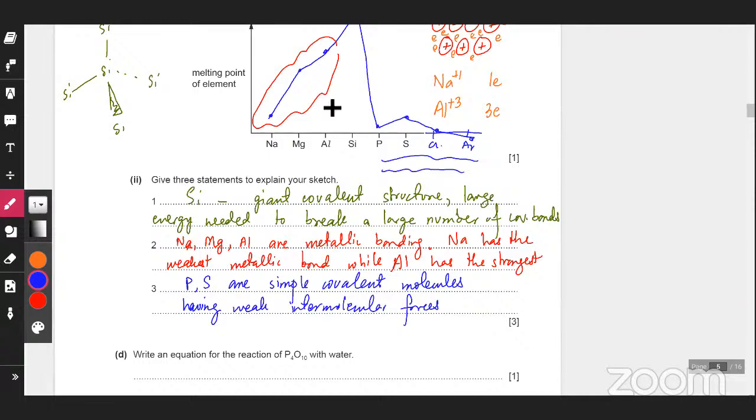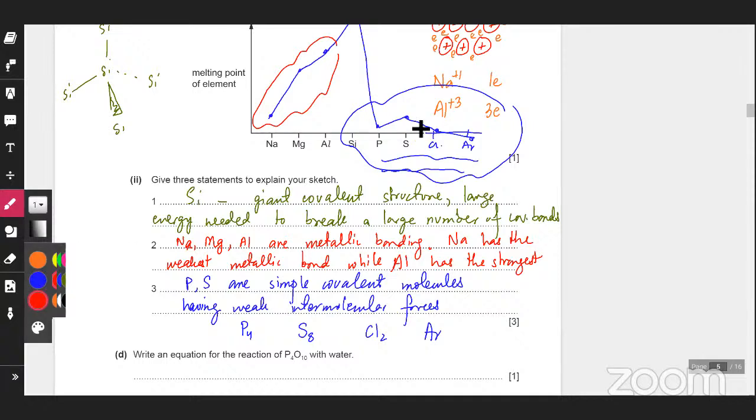The trends in why phosphorus, sulfur, chlorine, and argon show variation in the melting points of these substances: they all have van der Waals forces because they don't have dipoles. Like phosphorus, it's just phosphorus, so there is no electronegativity difference, which means there would be no dipoles. Sulfur is S8, chlorine is Cl2, and argon is a monatomic gas. So why is sulfur the highest of the four? Because it has more van der Waals forces.